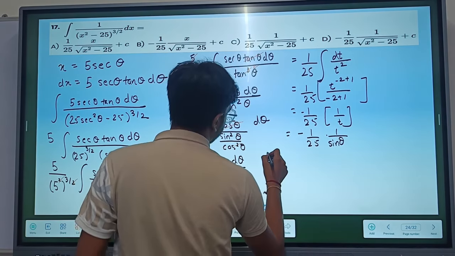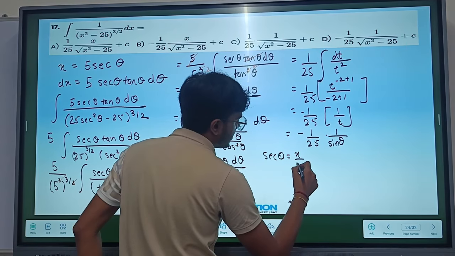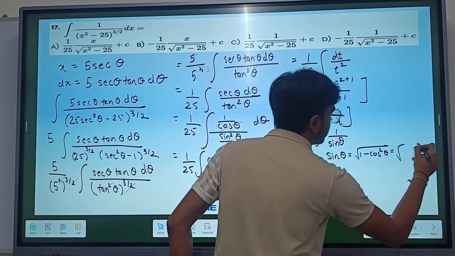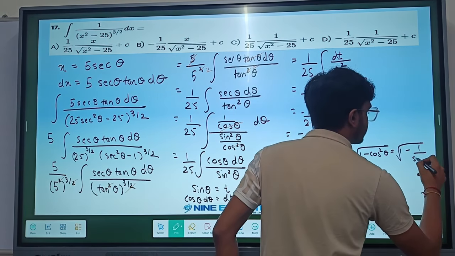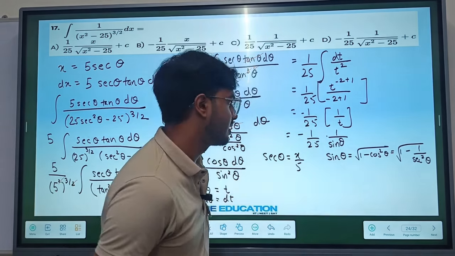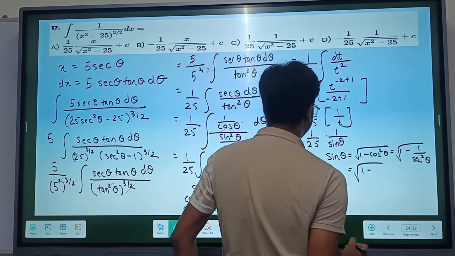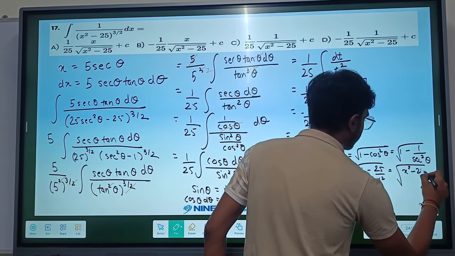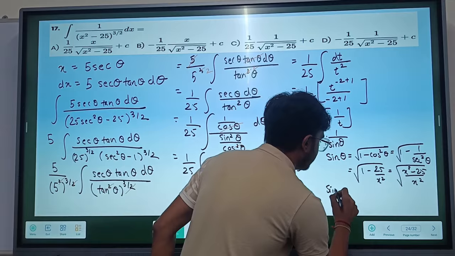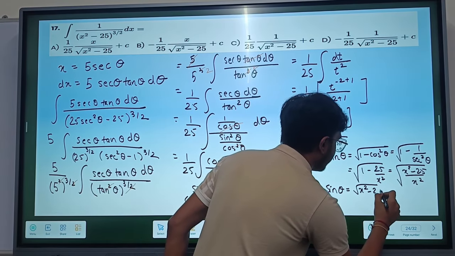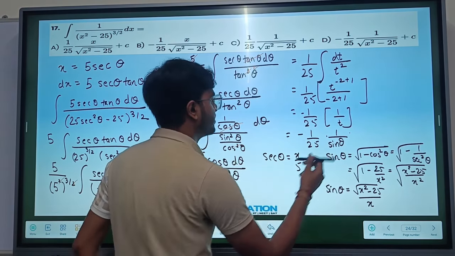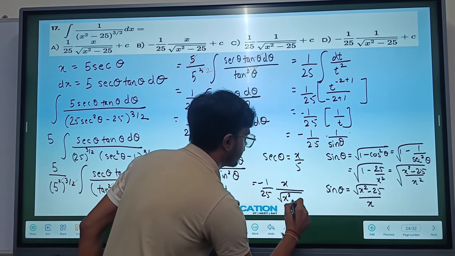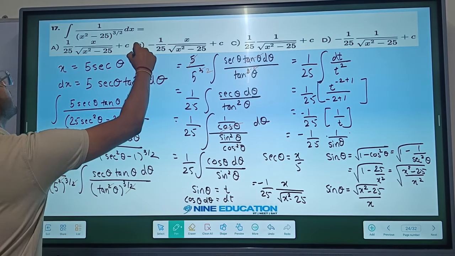Now I have secant theta as x by 5. So sin theta, I can write it as root 1 minus cos square theta or root 1 minus 1 by secant square theta. Cos theta is 1 by secant theta. So root 1 minus 25 by x square. So under root of x square minus 25 by x square. So what is sin theta? Sin theta is root x square minus 25 by x, root x square is x. Substitute here, what will I get? Minus 1 by 25, reciprocal x divided by root x square minus 25. So minus 1 by 25, option B.